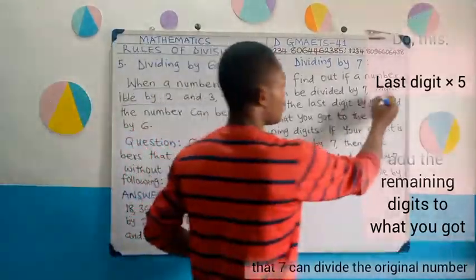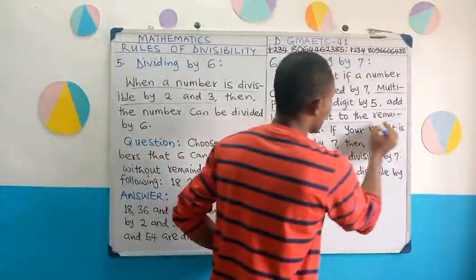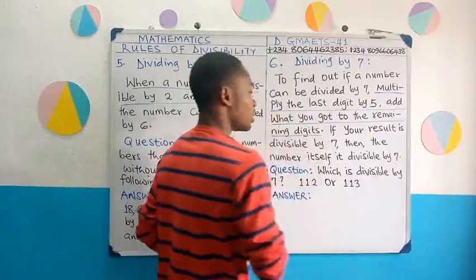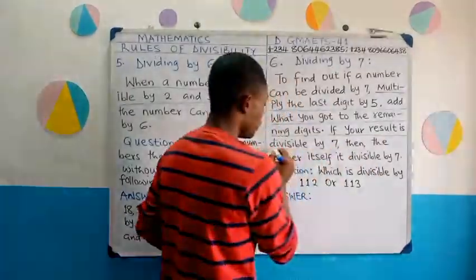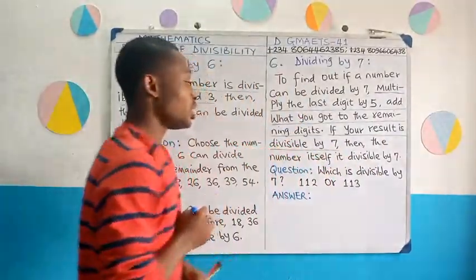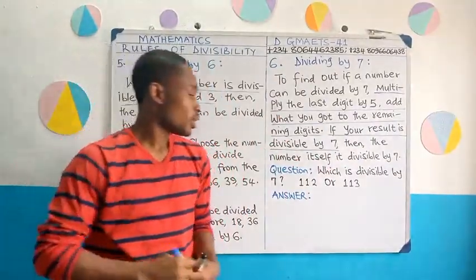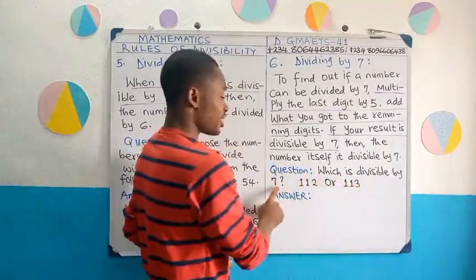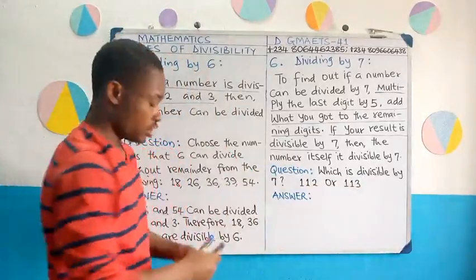Let me underline the main point. Multiply the last digit by 5, add what you get to the remaining digits. Then if the result you got can be divided by 7, it simply means that 7 can also divide that number itself. Question: which is divisible by 7? 112 or 113? So let us find out.